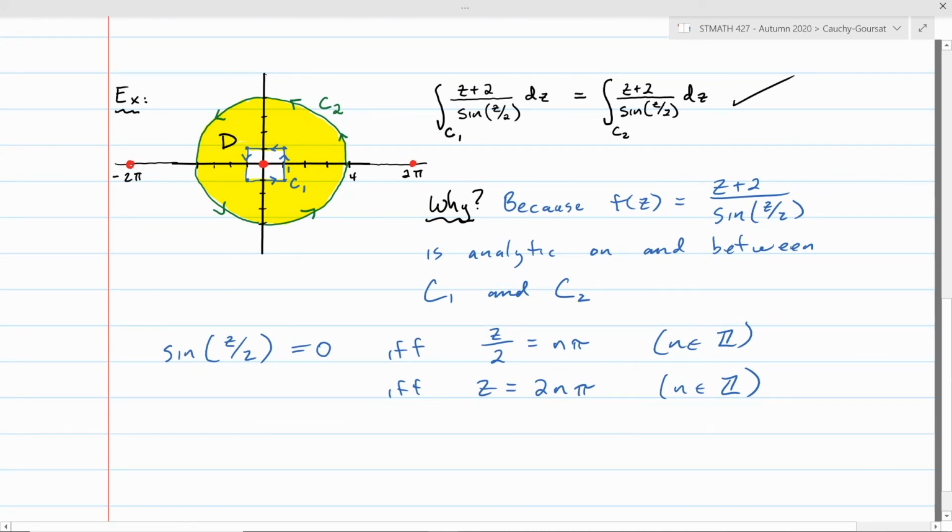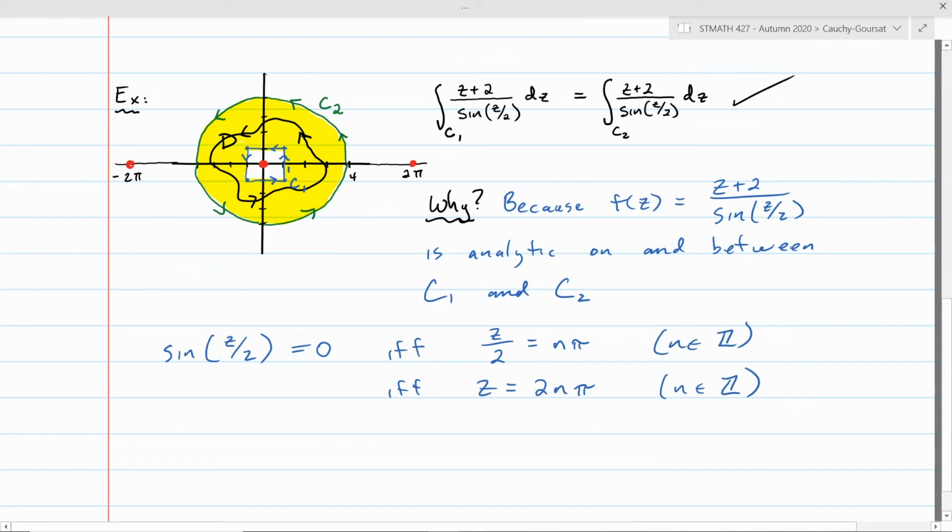So that's an example of the principle of deformation of curves. The blue square and the green circle are two examples, but it could have been any curve in here going around like that, and it would have the same integral. So that gives us some flexibility when we want to compute integrals. If we know we can deform the curve to something that's easy to integrate around, that might be handy.